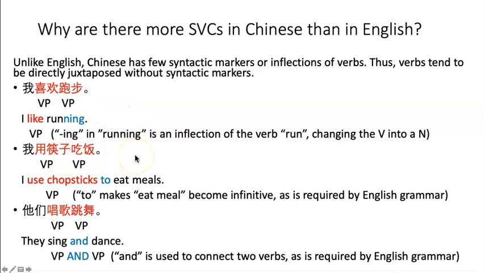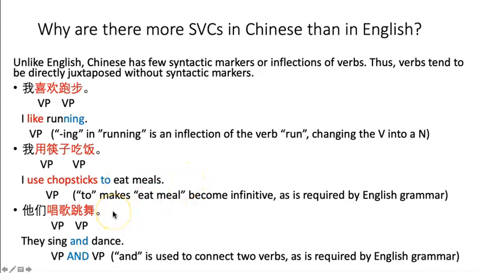And the second sentence, 我用筷子吃饭. 用筷子 is a verb phrase. 吃饭 is a verb phrase. It's completely okay to put these two verb phrases directly together in Mandarin. But in English, the word to has to be added to make it to eat a meal, where eat becomes an infinitive. This infinitive marker to has to be added. This grammatical marker has to be added to make it grammatical.